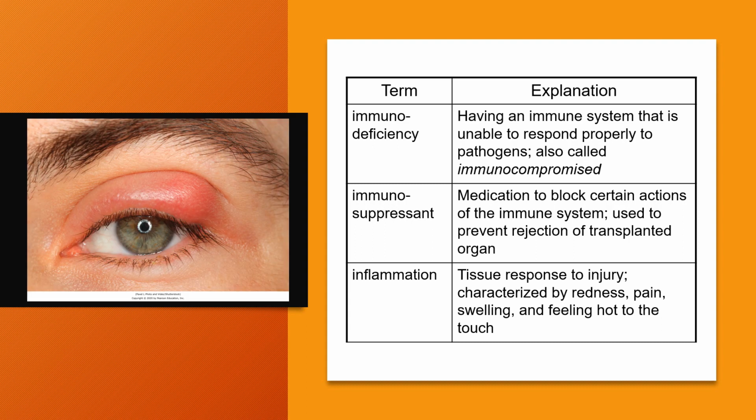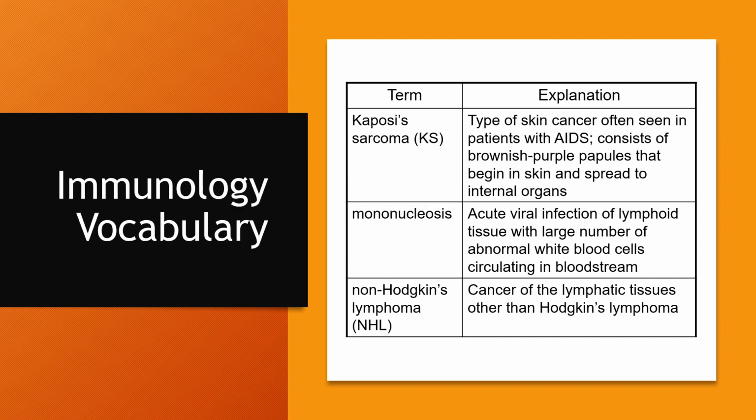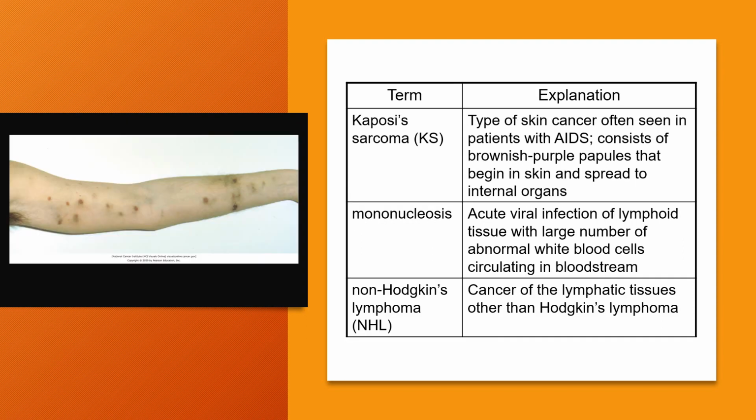Inflammation is a tissue response to injury characterized by redness, pain, swelling, and feeling hot to the touch. Kaposi sarcoma, abbreviated KS, is a type of skin cancer often seen in patients with AIDS, and it consists of brownish purple papules that begin in the skin and spread to the internal organs.